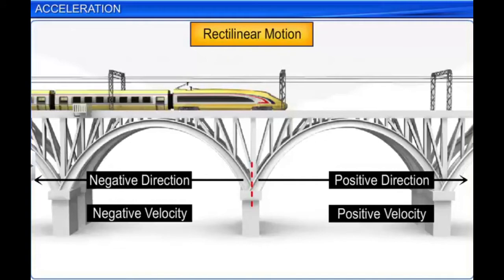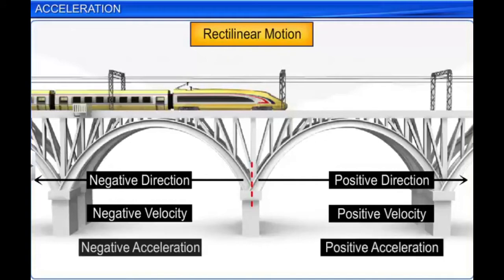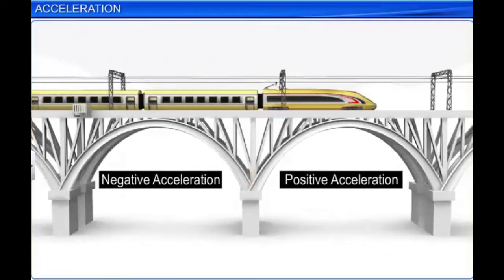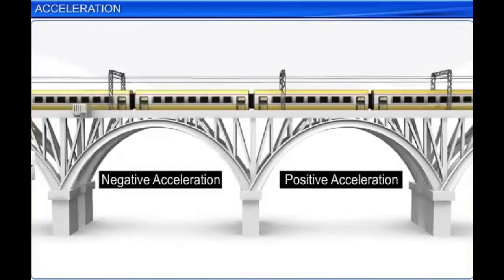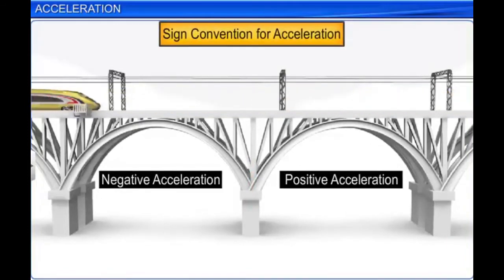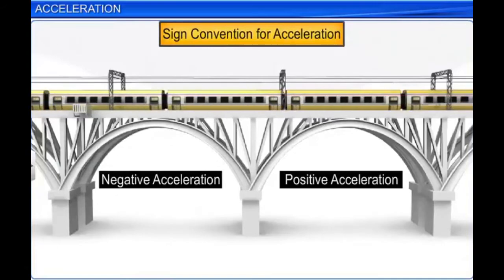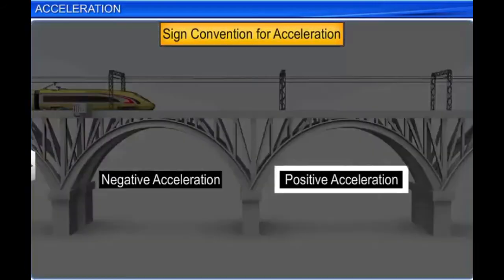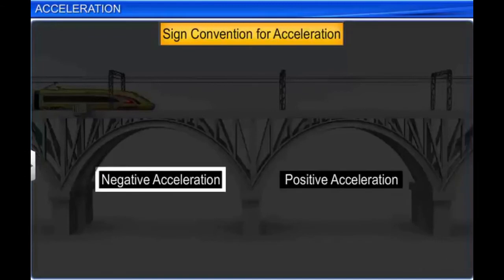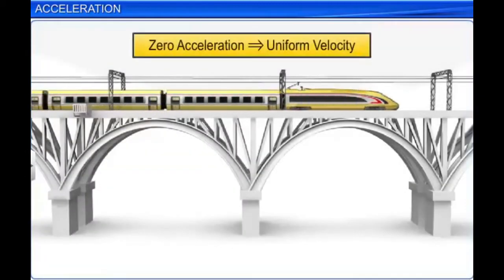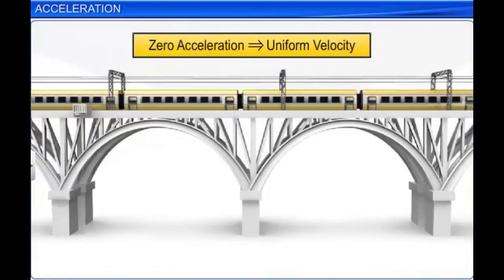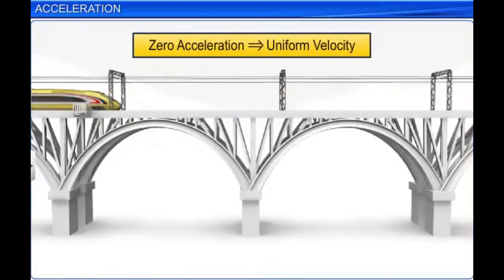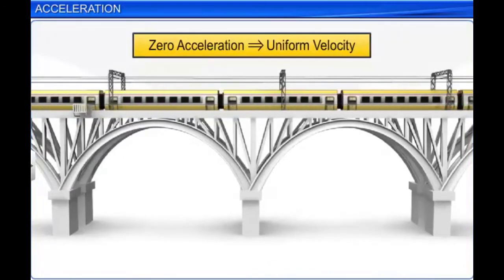Formulating a proper and consistent sign convention for acceleration is very important. Let's understand what constitutes positive and negative acceleration. Zero acceleration stands for uniform velocity. That is, the velocity does not change with time. Let us consider cases where acceleration is positive.